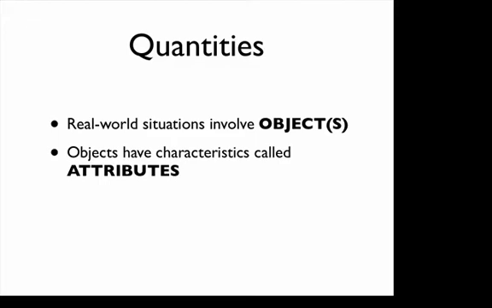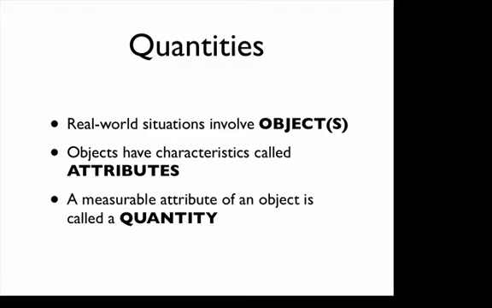Some attributes are not measurable. You can't assign a number to it. So what's an example of an attribute of this case that's not measurable? It's color, right? It's black. It's not measurable with a number. But what is a measurable attribute of this case? How much it weighs, the weight of the case. That's a measurable attribute. So measurable attributes is what we're going to call quantities.